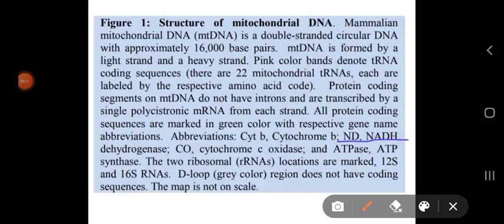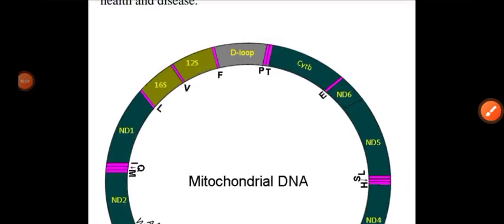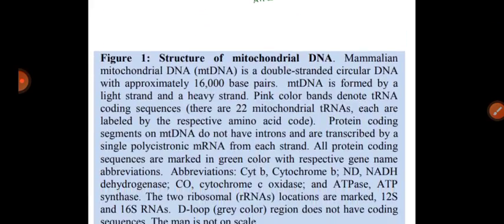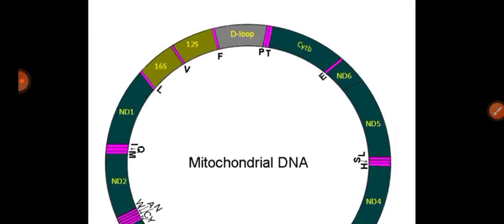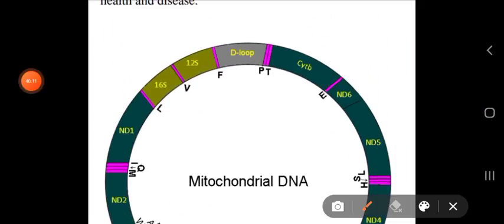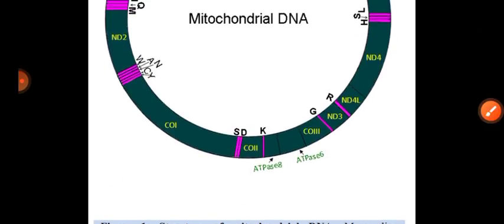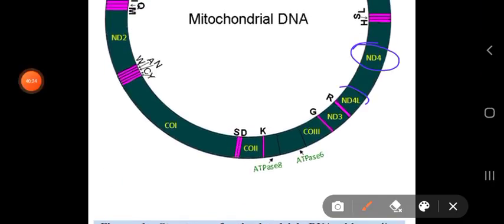Then it is saying ND. ND means NADH dehydrogenase, which is required for the electron transport chain. As we can see, there are many: ND6, ND5. These are all NADH dehydrogenase coding genes coded by the mitochondria. Here also you can see ND4, ND4L, ND3.